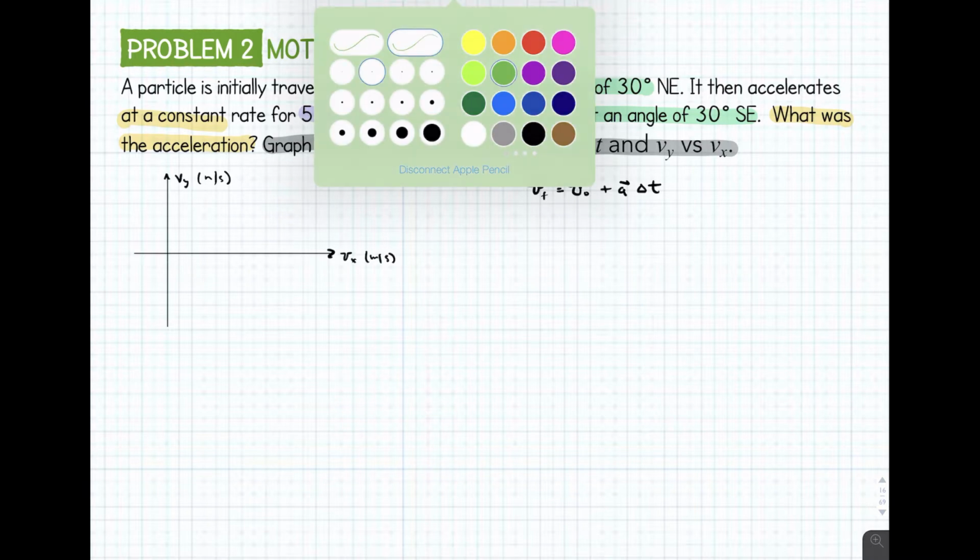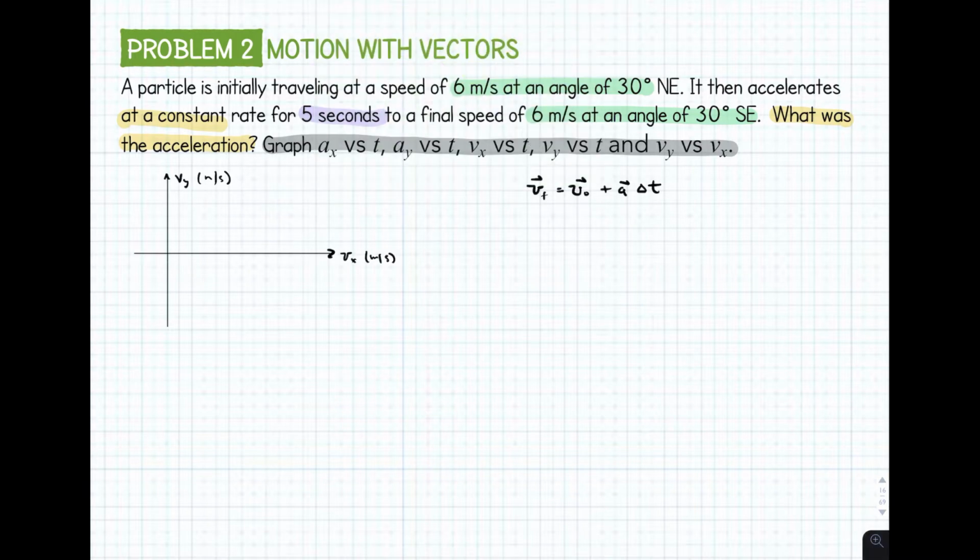So getting back to our vectors, our initial velocity we can plot, it looks like this.